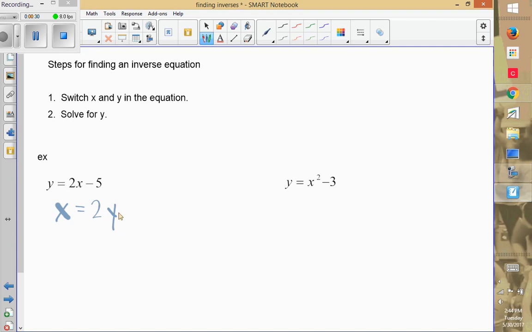So once I switch their positions, the next thing that we are going to do, since y is now where x was, we are going to solve for y, however the equation needs us to. And this is where it just might take a couple steps. So first thing I'm going to do is add 5 to both sides. And then lastly, divide by 2.